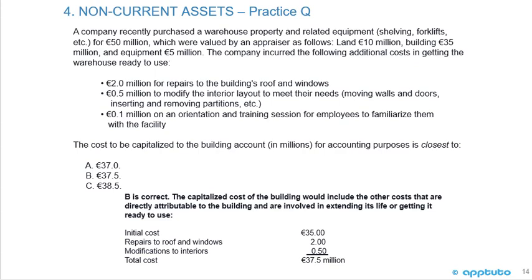So we had the initial cost of the building, 35 million euros. We had the repairs to the roof and windows, 2 million euros, and we had the modifications to the interiors of €500,000. So the correct total cost was 37.5. You can see we were not including the €100,000 on orientation and training.